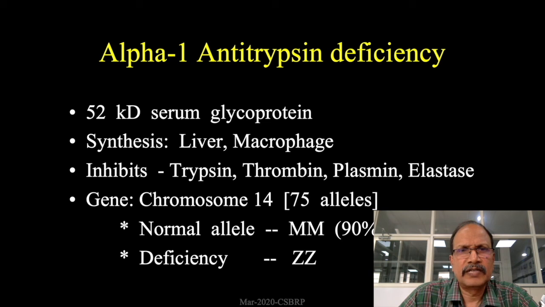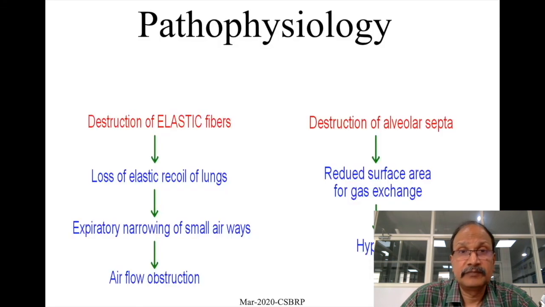This alpha-1 antitrypsin is a naturally occurring glycoprotein. It is synthesized by the liver and macrophages, and it can inhibit not only elastase, it can also inhibit trypsin, thrombin and plasmin. The gene is located on chromosome number 14. The normal allele is known as MM, and the deficient or inefficient alpha-1 antitrypsin is ZZ.